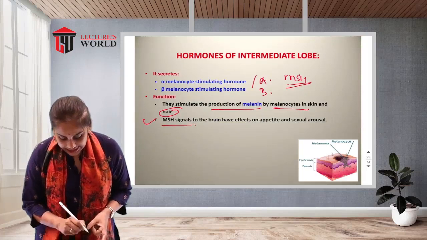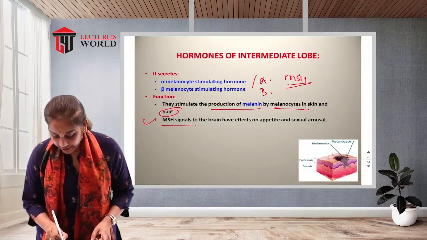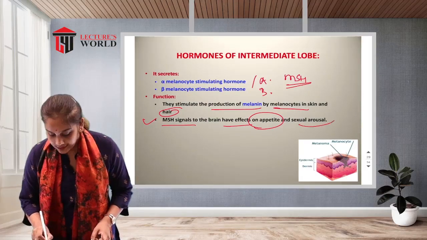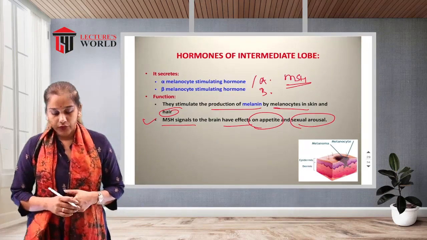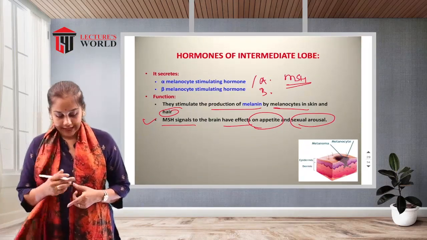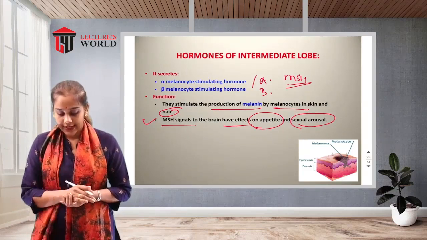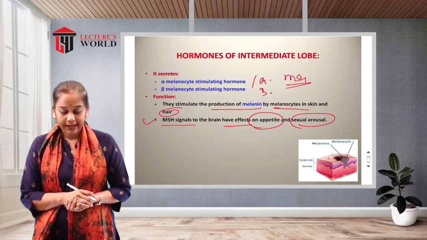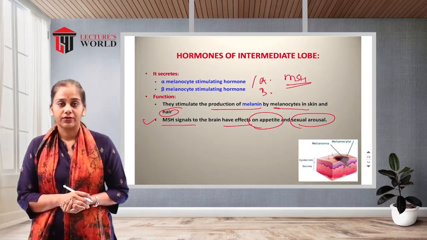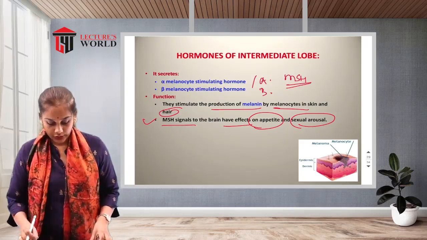Then MSH signals to the brain have effects on appetite as well as sexual arousal. So melanocyte stimulating hormone triggers effects on appetite as well as sexual arousal. So these are the two hormones.